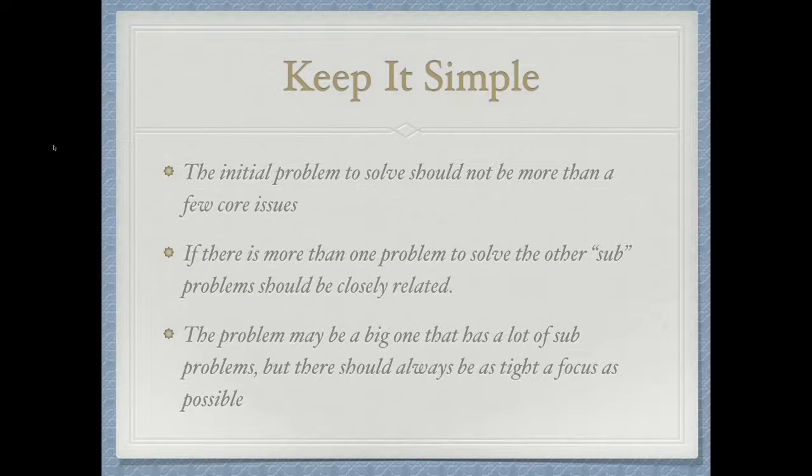Now, as I mentioned, the initial problem we want to solve should not be more than a few core issues. If there's more than one problem to solve, that should not be too common. More often than not, you stick to really one major problem. But any of the related other ones should essentially be sub problems or closely related. A big problem may have a lot of sub problems, but you really want to focus on that big problem and keep it constrained to that and keep it as tight as possible.